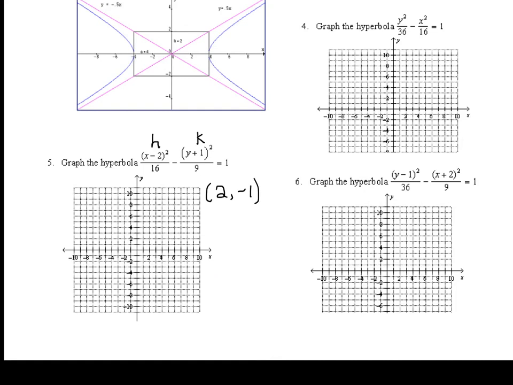In number 6, remember the H is always next to the X. So the H is right here and the K is right here. So it means our center will be the opposite of +2. The center will be at -2 and +1. So make sure you get that center in the right spot before you draw the rest of the hyperbola.